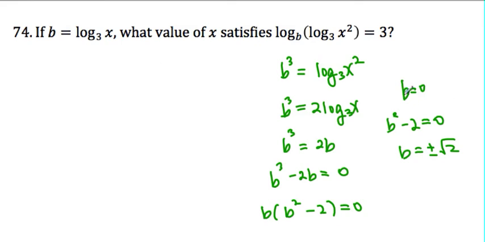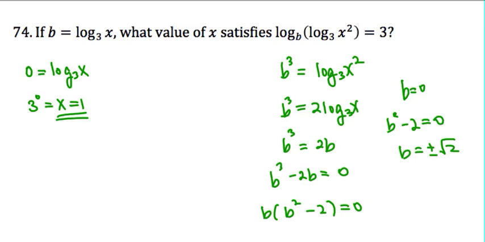Then let's put these into the place of b and find the value of x. So if b is equal to 0, then we get log base 3 of x equal to 0. That means if I rewrite it, 3 to the 0 power is equal to x, which is equal to 1. x has to be equal to 1.